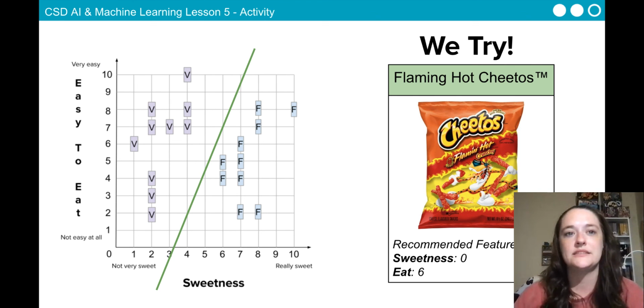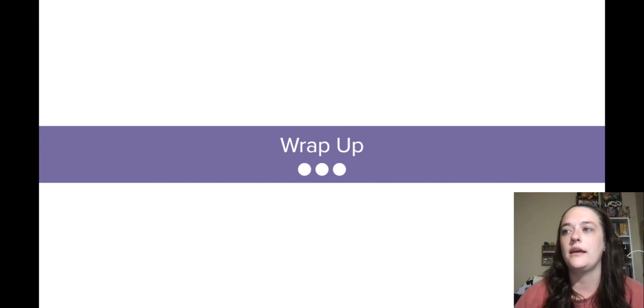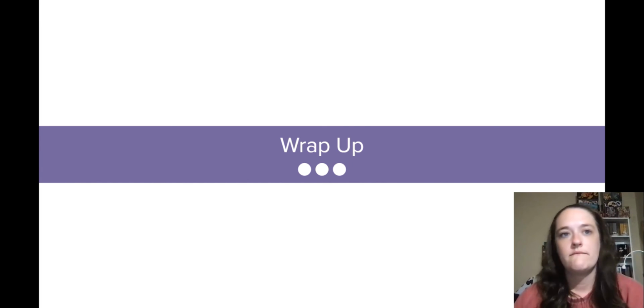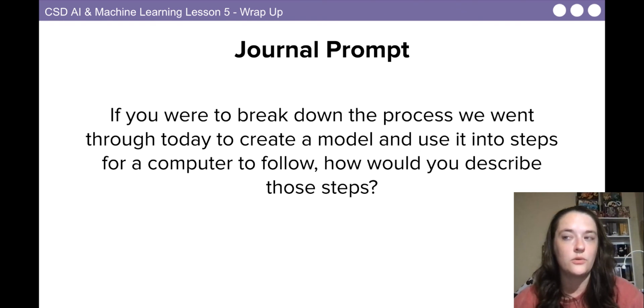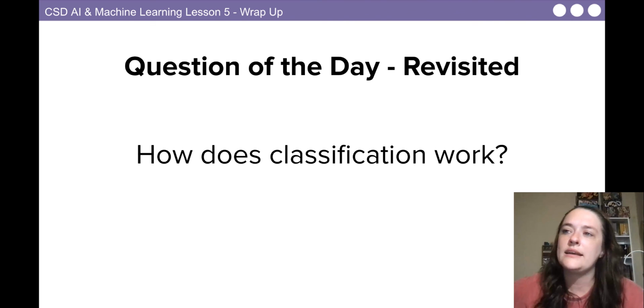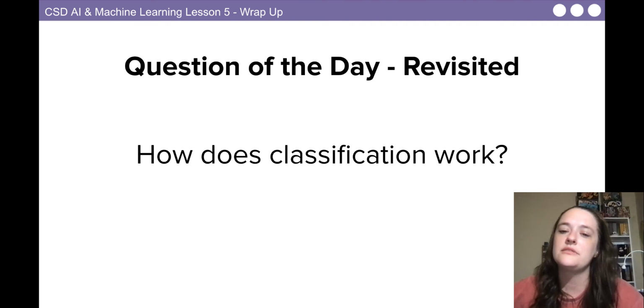So you have a wrap-up journal, and then you'll need to add the new vocab to your journal slide, your vocab slide in your journal, okay? If you were to break down the process we went through in this lesson to create a model into steps for a computer to follow, how would you describe those steps? And do you now know how classification works?